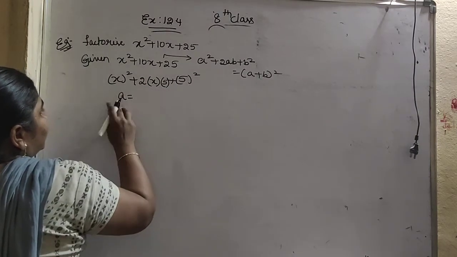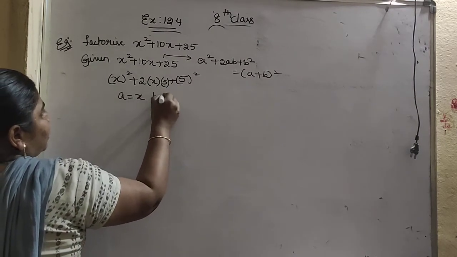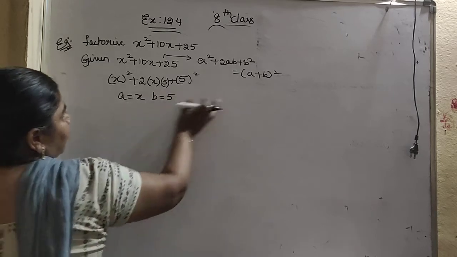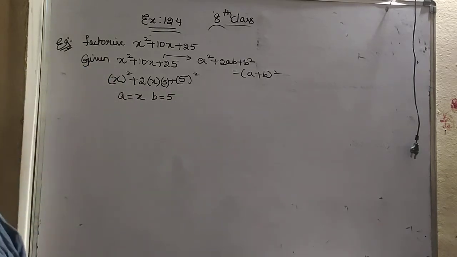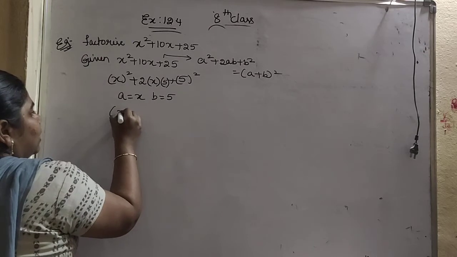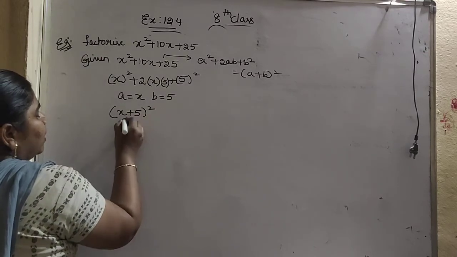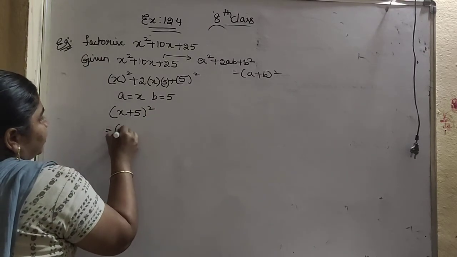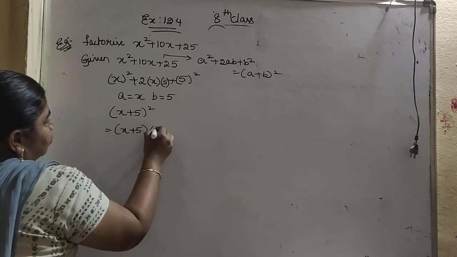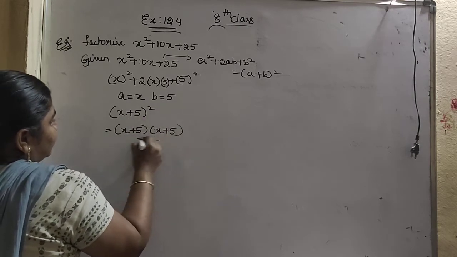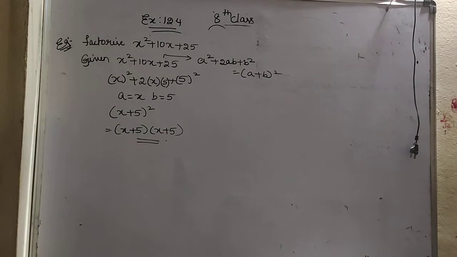If you compare, a value is x and b value is 5. Now we can write in this a plus b whole square form, that is x plus 5 whole square. So x plus 5 whole square can be written as x plus 5 into x plus 5. So these are the 2 factors for the given example, that is example number 4.